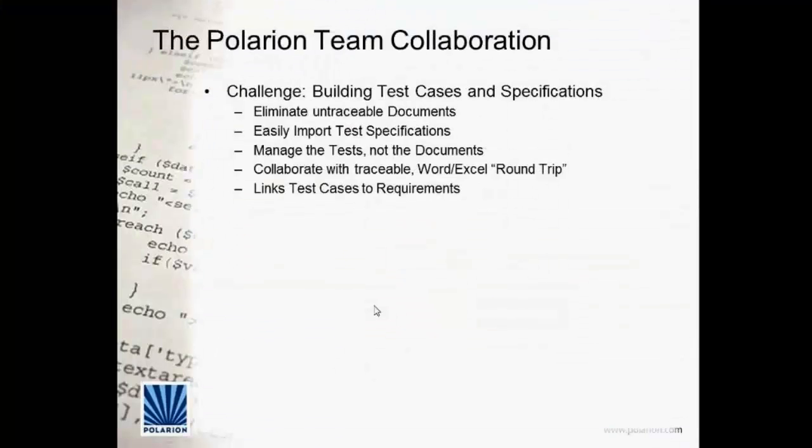So far I've showed you not only how to import these test cases, but also to link test cases to existing requirements or existing documents within Polarion. This allows us to eliminate all of the untraceable documents and untraceable artifacts within Polarion. I've shown you how to manage not just the documents themselves, but the individual test cases within them. And I've explained how to easily collaborate either through Word or Excel files or other systems within Polarion.